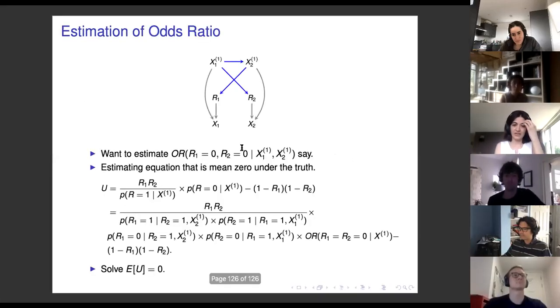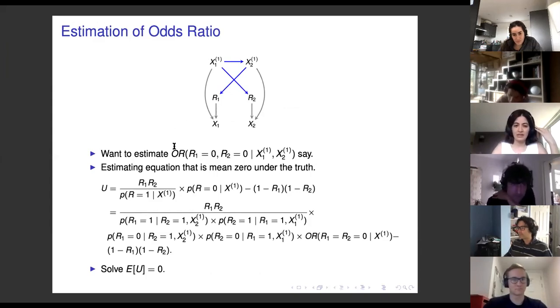There are ways of estimating the odds ratio, and there are even semi-parametric ways of doing it. I think there are double robust estimators for it. But here's a quick example of this block parallel model that I mentioned, and how we would estimate this odds ratio when R1 and R2 are evaluated at 0. We consider this U. It's really the indicators of R1 and R2 divided by the propensity score, times the propensity score evaluated at 0, minus these terms. And you can show that the expected value of U is equal to 0.